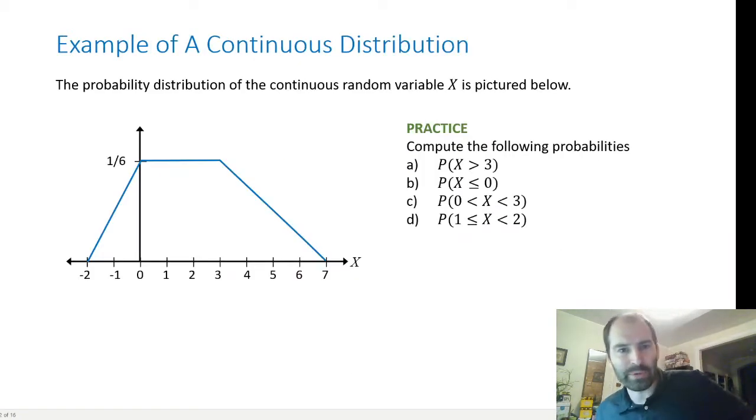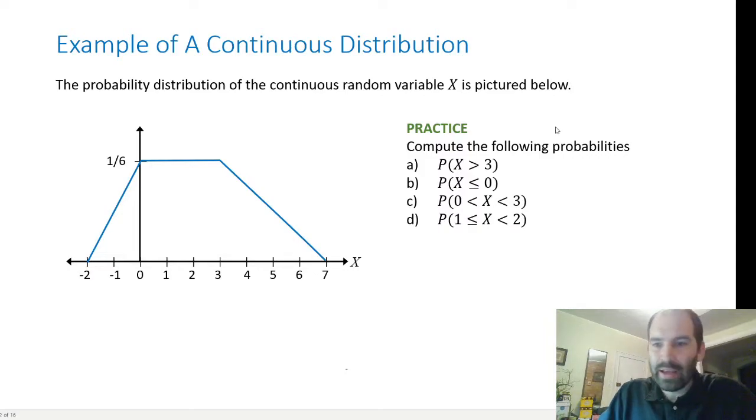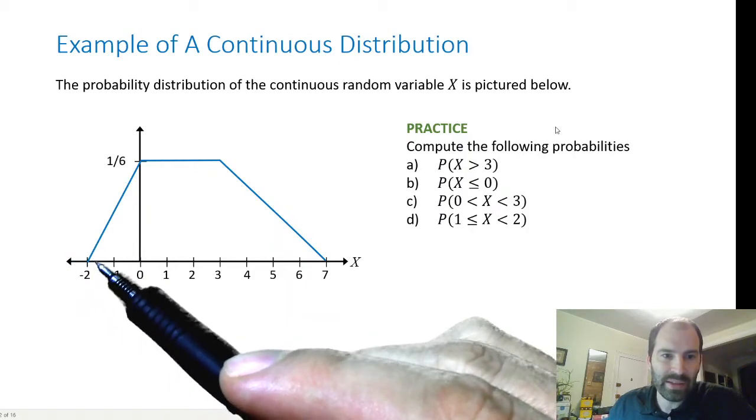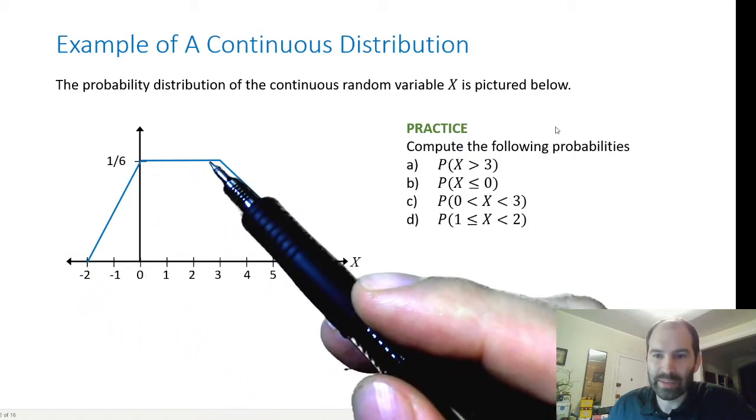Let's look at an example. Here we have a probability distribution function, and it is comprised of linear line segments here.